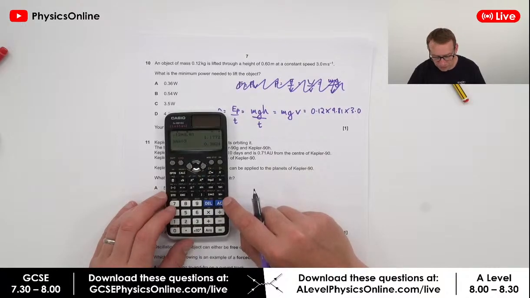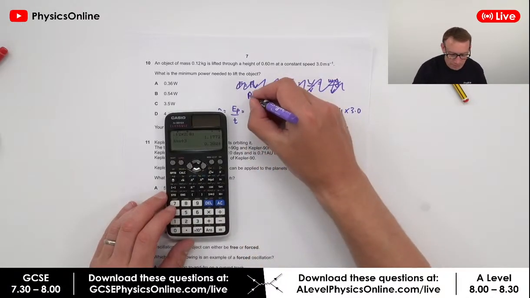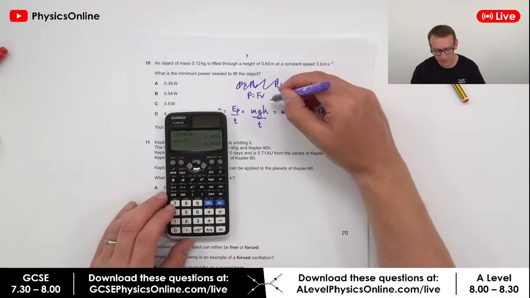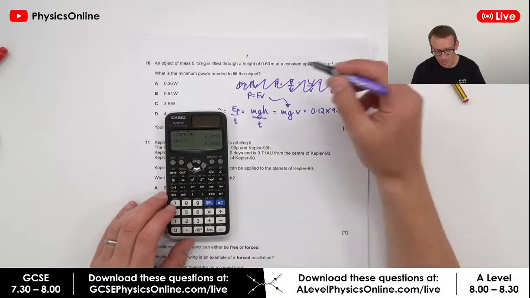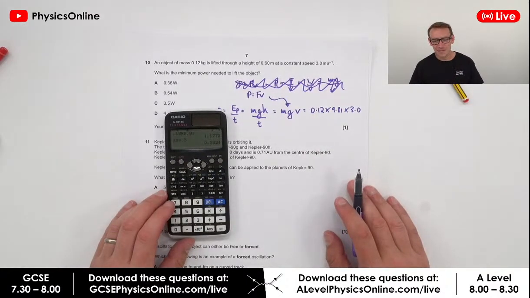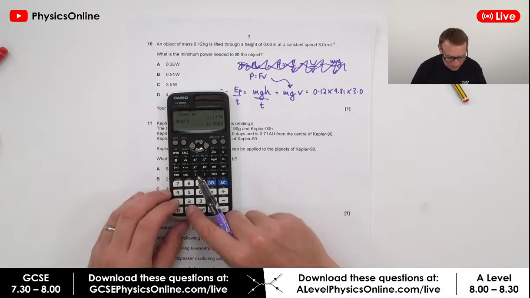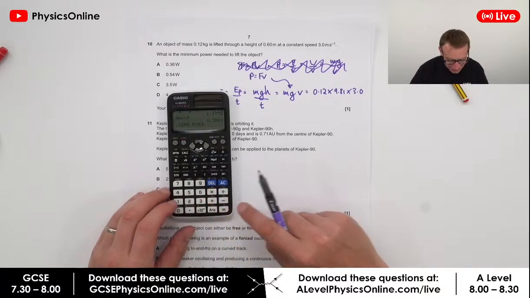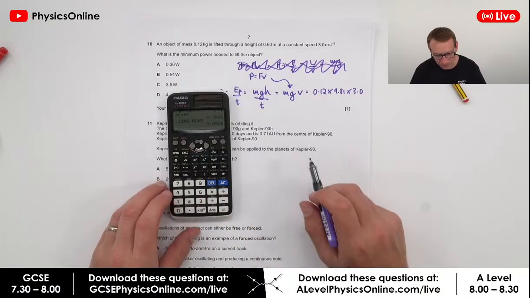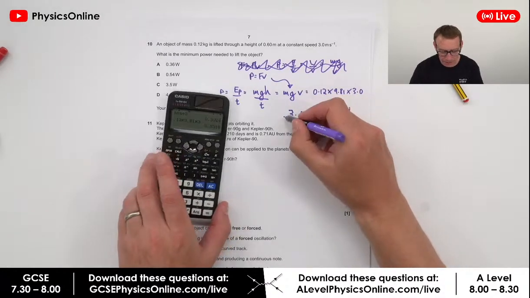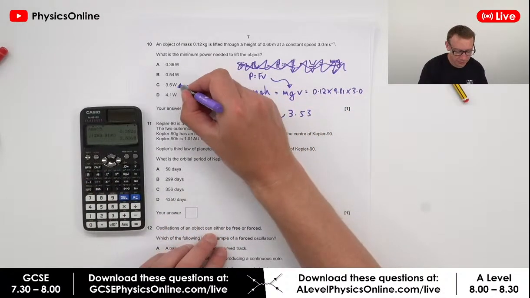Was I right? P equals FV? Oh yeah, P equals FV. That's what I should have said, shouldn't I? That's the same thing as this down here. Okay, I think I just broke the wrong thing down initially. It's very hard to kind of talk and think about physics at the same time. But there we go, the answer is 3.53. And that means the answer is going to be closest to C.